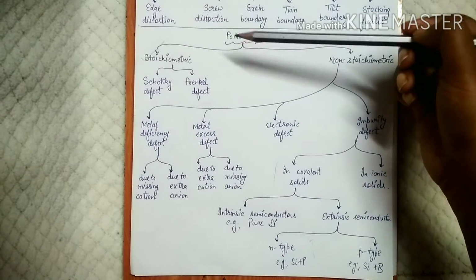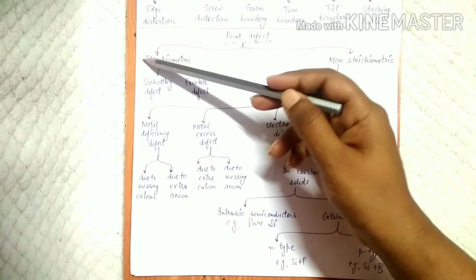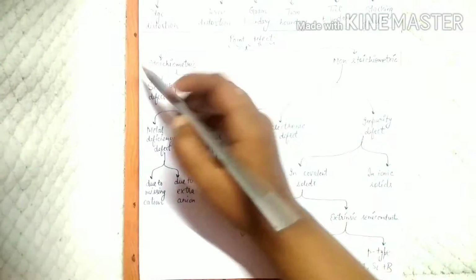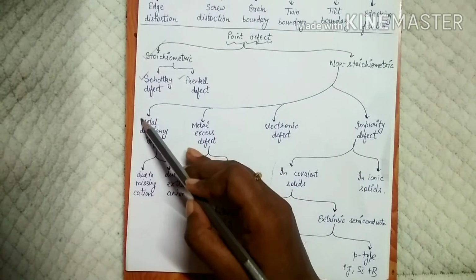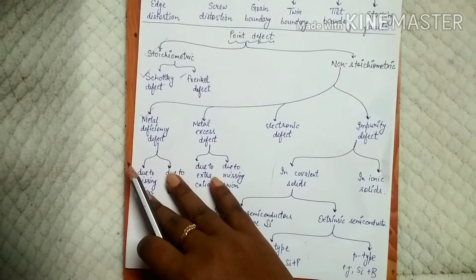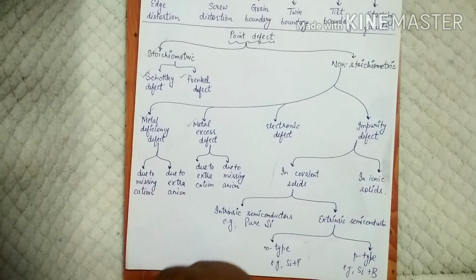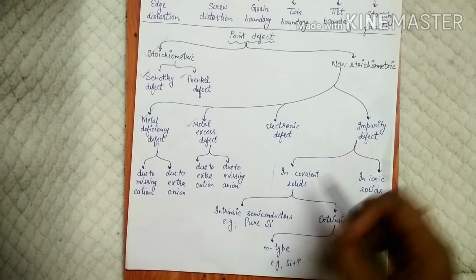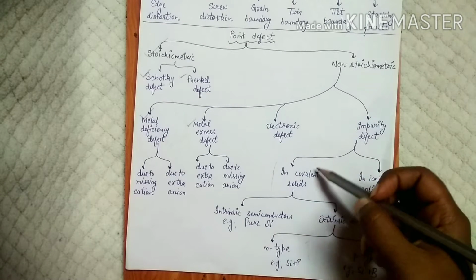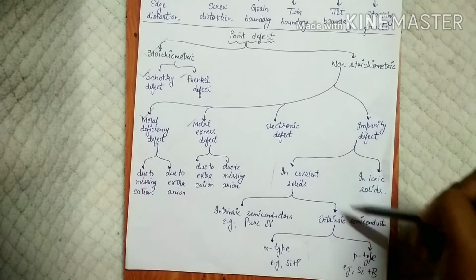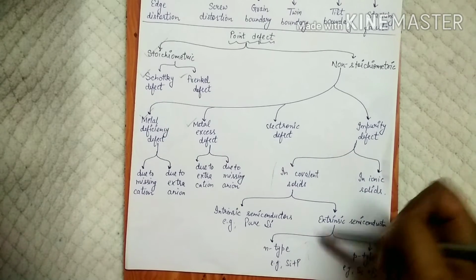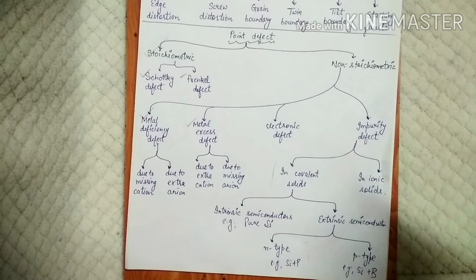In point defects we are going to study first the stoichiometric, Schottky and Frenkel defects. In non-stoichiometric we are going to study the two types of metal deficiency defects and two types of metal excess defects, and also the impurity defects in covalent solids. In that also the extrinsic semiconductors, N type and P type. So these are the topics which we are going to study under crystal defects.